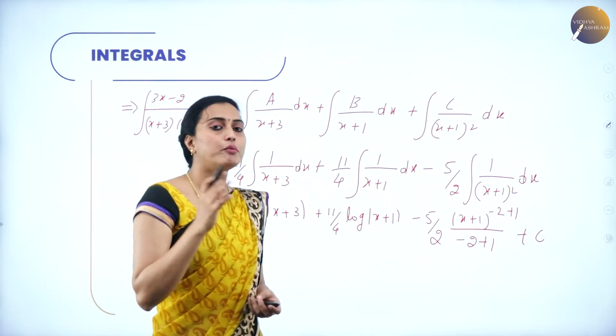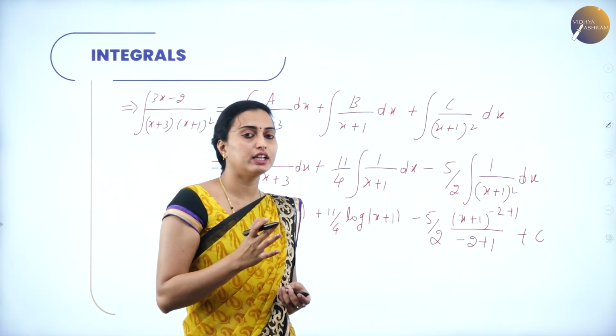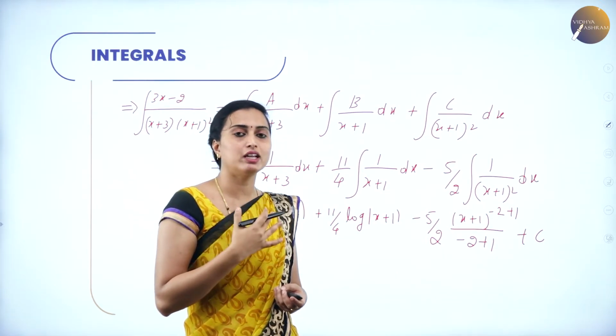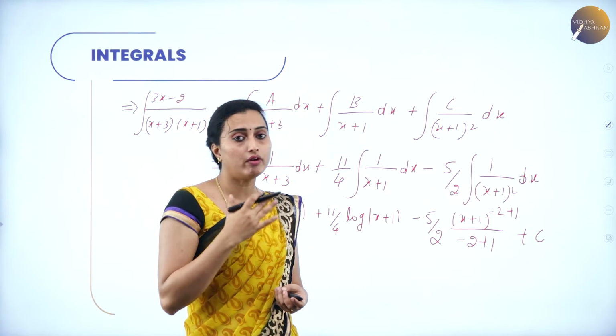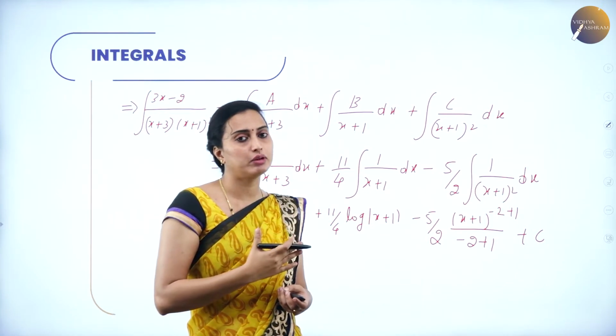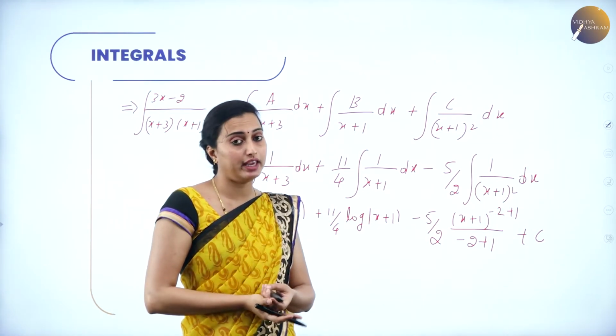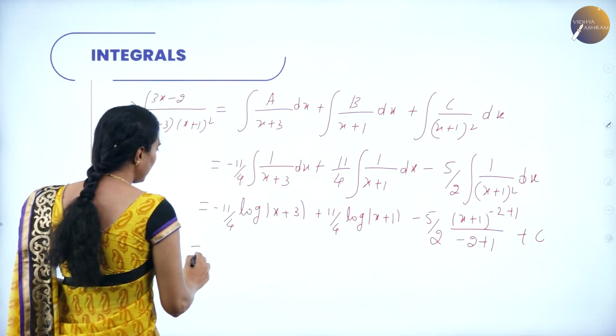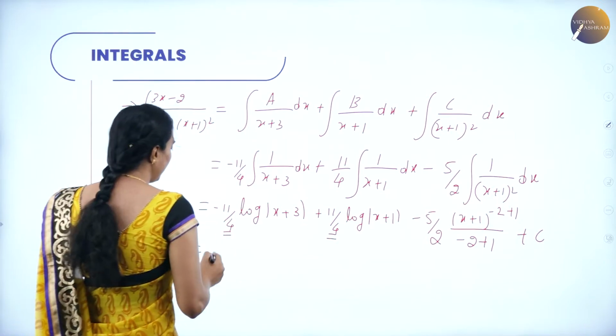Because it is in the form of x power n. The integration of x power n is x to the power of n plus 1 divided by n plus 1, where n is replaced here by minus 2, whole over 1, because the coefficient of x is nothing but 1, which is the form of ax plus b. Now, here you can take 11 by 4 common.